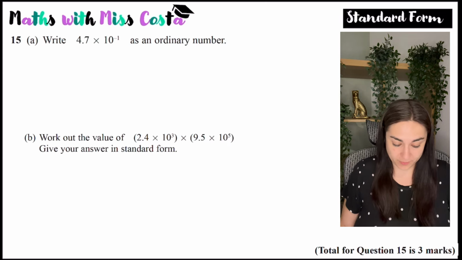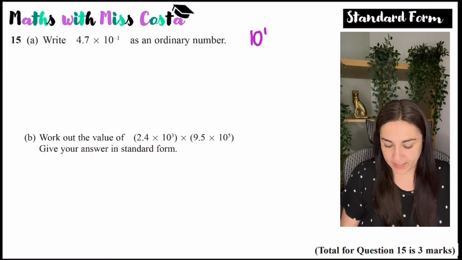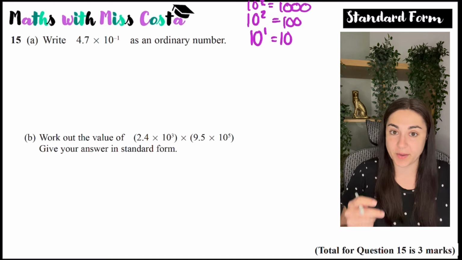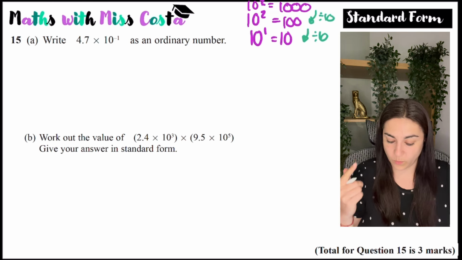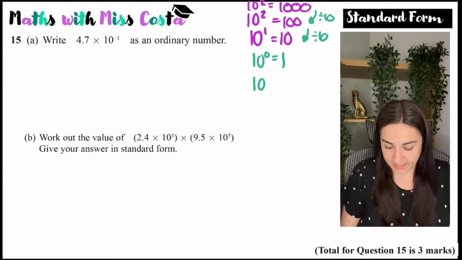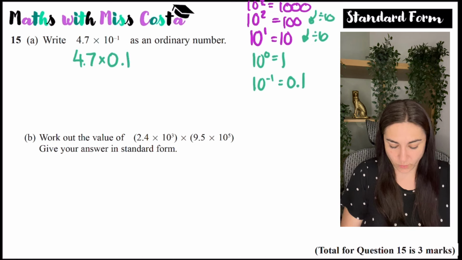Now here I've got standard form, so write 4.7 times 10 to the power of minus 1 as an ordinary number. Just to recap, 10 to the power of 1, 10 squared, 10 cubed. 10 to the power of 1 is just 10. 10 squared means 10 times 10, which is 100. 10 cubed is 1,000. So each time the power of 10 goes one power smaller, I'm dividing by 10. So 10 to the power of 0 would be 1, and 10 to the power of minus 1 is 0.1. That's the same as saying 4.7 times 0.1.